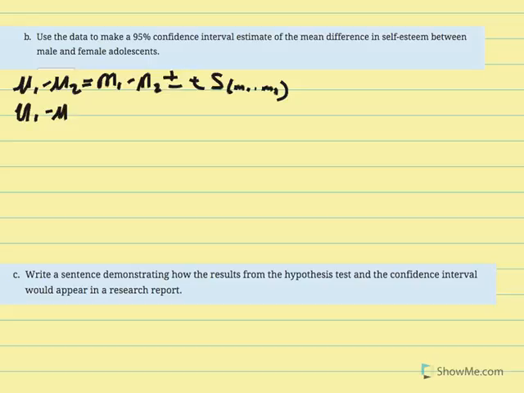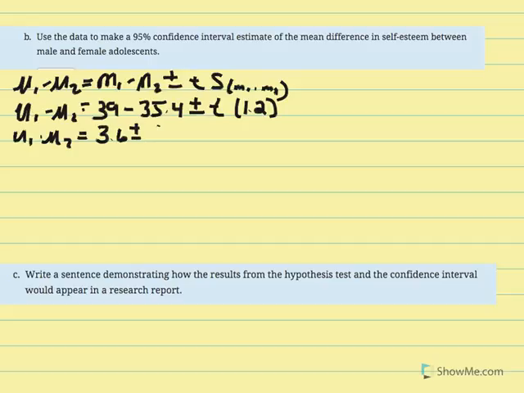So mu1 minus mu2 is equal to, the male self-esteem average was 39, minus that of the females, 35.4, plus or minus our t value multiplied by our estimated standard error of the mean difference, which was equal to 3 in this case. Oh, excuse me, not 3. That was our t. 1.2. All right, well, let's simplify this a little bit further. The difference between 39 and 35.4 is equal to 3.6. So mu1 minus mu2 is equal to the sample mean difference of 3.6 plus or minus our t value multiplied by our estimated standard error of the mean difference, which is 1.2.